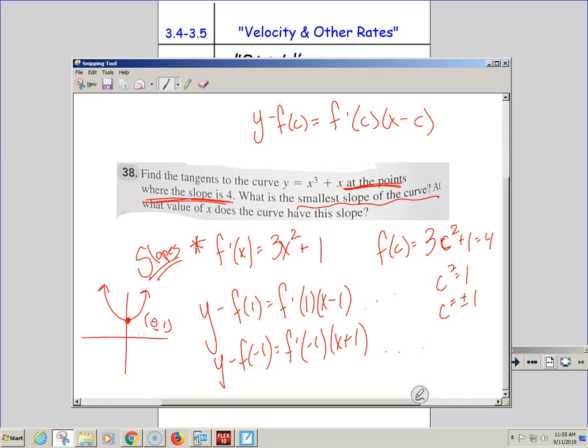And that finishes off the question. What is the smallest slope? 1. The smallest slope value, the smallest derivative, is a value of 1. And when does it happen? At 0. So the math wasn't hard, but this was very much a test of you guys being able to handle the vocabulary. Okie dokes.